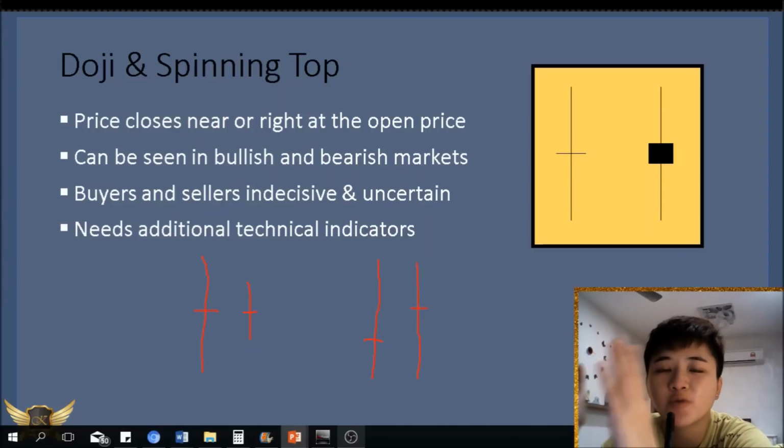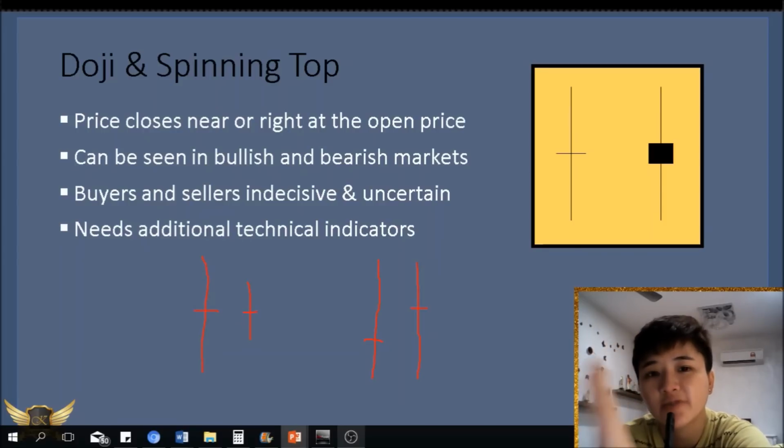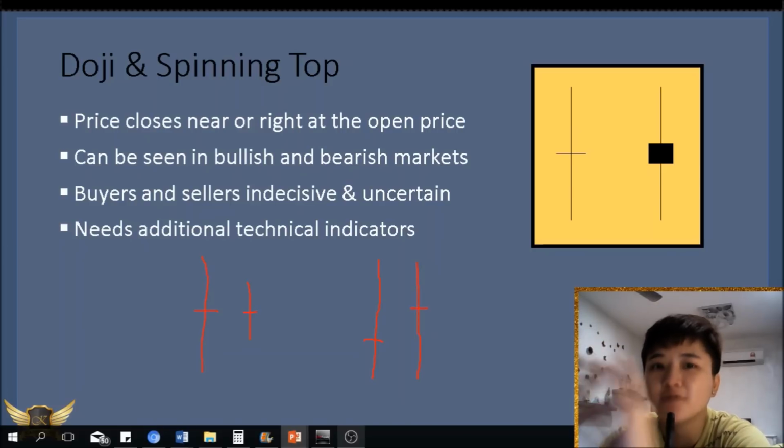Now I need to remind you one very important thing. Even though doji and spinning top signal a market reversal, it wouldn't tell you how long the reversal will last. It might last for 5 minutes, might last for 1 hour, might last for the whole entire month. Now how do you determine how long that reversal will last? You need to add in other indicators for you to determine how long the reversal will last. Doji and spinning top only give you an indication that a reversal is coming.